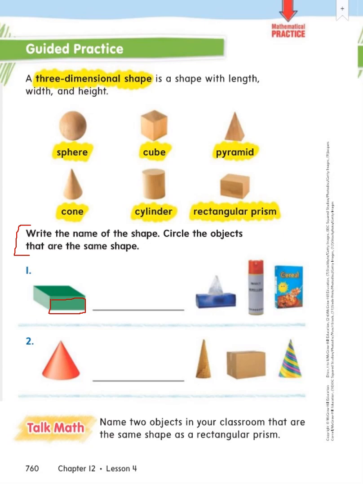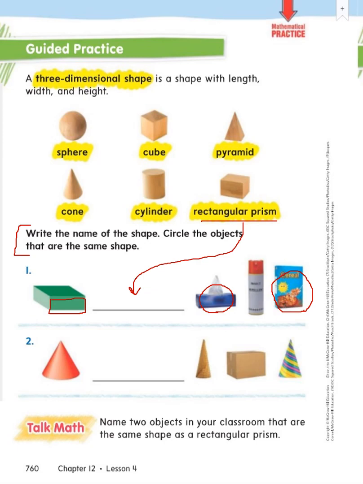Okay, so hopefully for number 1, you said rectangular prism. Okay, so yes, I do want you to write it on the line. And look at the objects to the right. It looks like a box of tissues, a spray can, and maybe a box of cereal. What there is a rectangular prism? Hopefully, you said the box of tissues and the box of cereal.